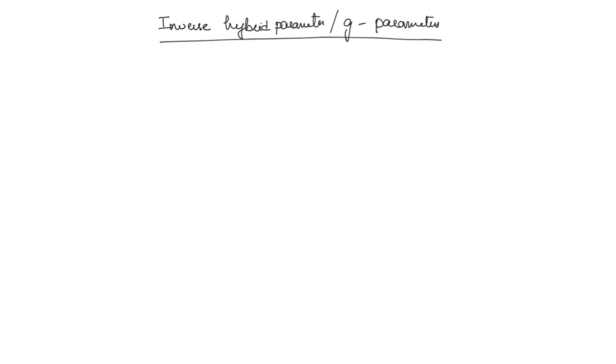Okay. Now here, what will be the independent and dependent variables? It will be just opposite to what we saw in the H parameters. So here the independent variables are going to be V1 and I2, and the dependent variables are going to be I1 and V2. In H parameters, what was the case? V1 and I2 were dependent on I1 and V2.